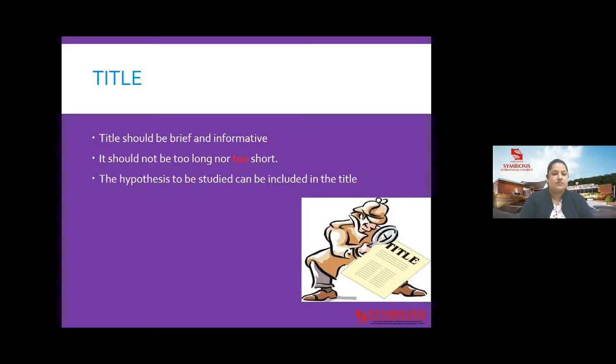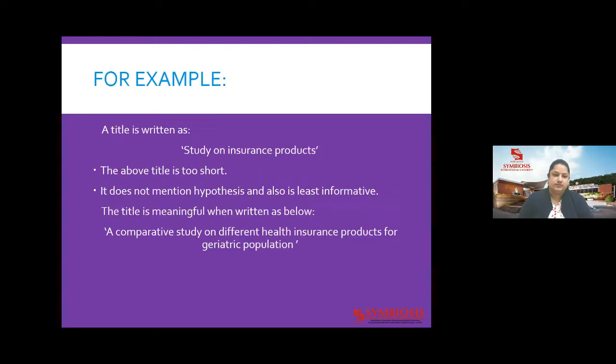So, the title of your synopsis or project should be brief, but it should be informative. It should not be too long nor too short. The hypothesis to be studied can be included in the title itself. For example, a title written as Study on Insurance Products seems too short. It does not have even the hypothesis, nor does it provide any information about the topic. So it is least informative of what the researcher plans in his research work.